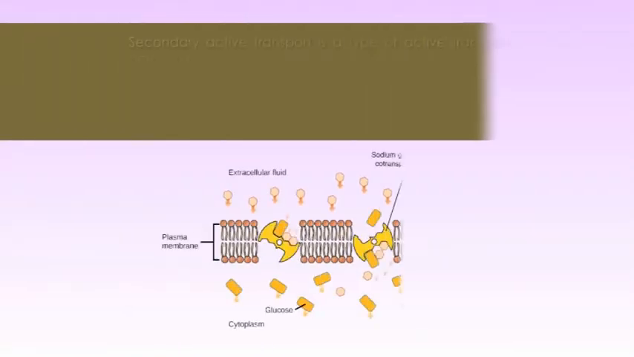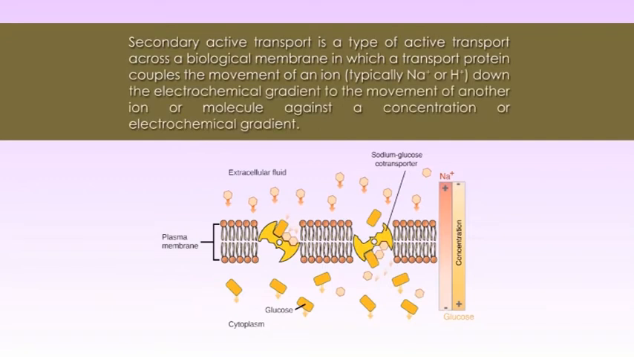So what is secondary active transport? Secondary active transport is a type of active transport across a biological membrane in which a transport protein couples the movement of an ion, typically a sodium ion or a hydrogen ion, down the electrochemical gradient to the movement of another ion or molecule against a concentration or electrochemical gradient.